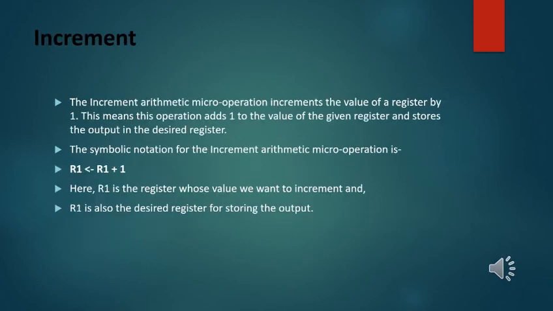Increment operation. The increment arithmetic micro operation increments the value of a register by 1. This means that this operation adds the value 1 to the given register and stores the output in the desired register. The symbolic notation for the increment arithmetic micro operation is R1 ← R1 + 1. Here R1 is the register whose value we want to increment, and R1 is also the desired register for storing the output. For example, if we store the value 1 in R1, after increment its value becomes 2.